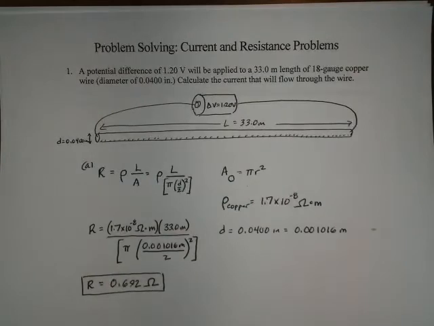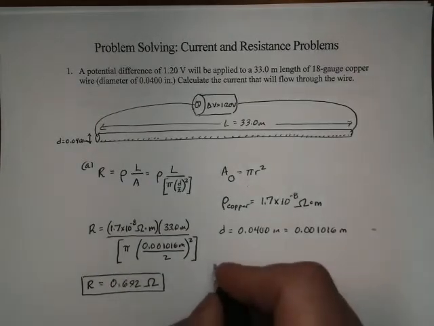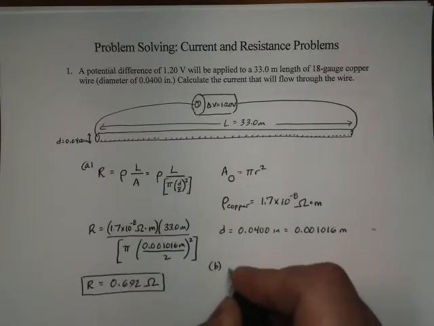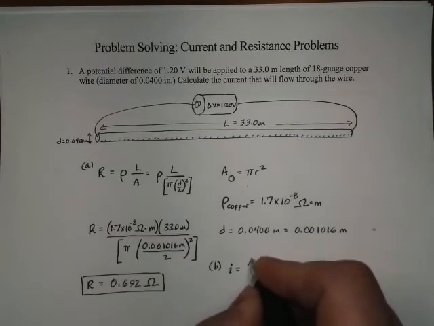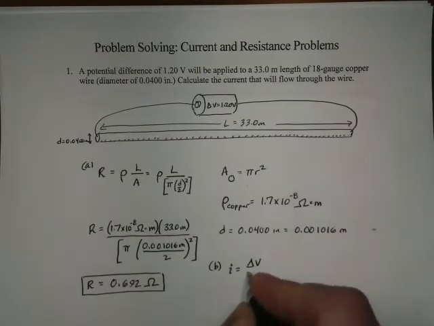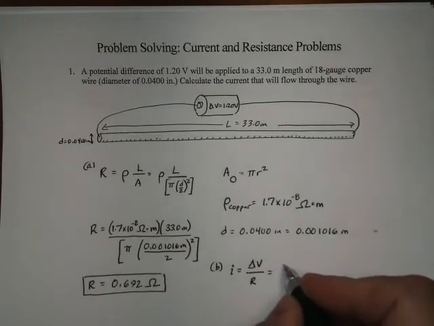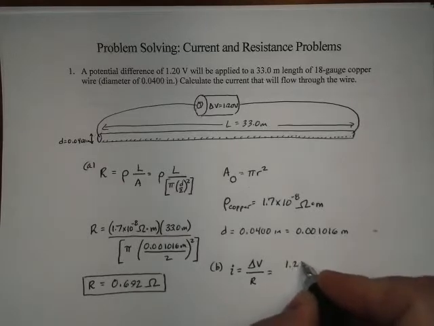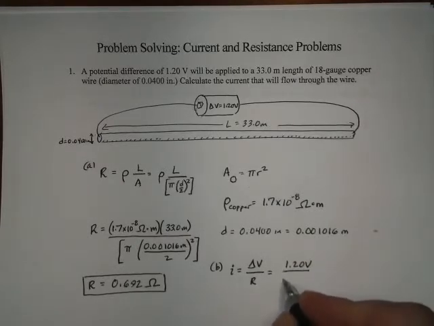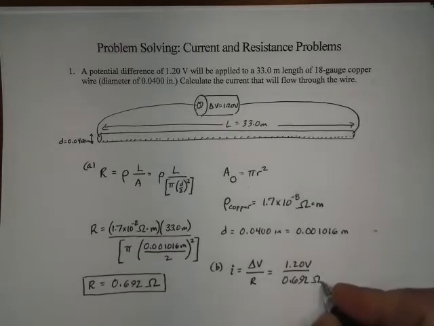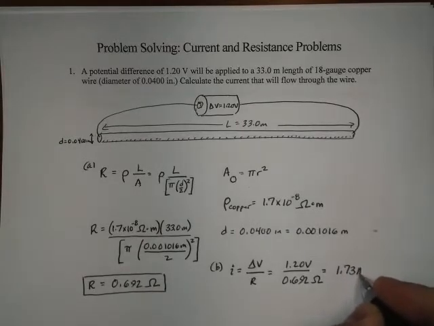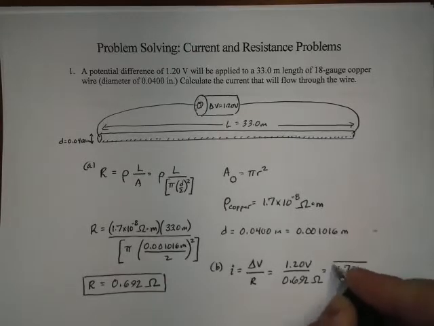Part B says, how much current will flow through the wire. Well, we have Ohm's law, which says that the current is directly proportional to the potential difference across something and inversely proportional to the resistance of that object. So we know the potential difference is 1.2 volts. We just calculated the resistance to be 0.692 ohms, and if you divide 1.2 by 0.692, you find the current, which is 1.73 amps.